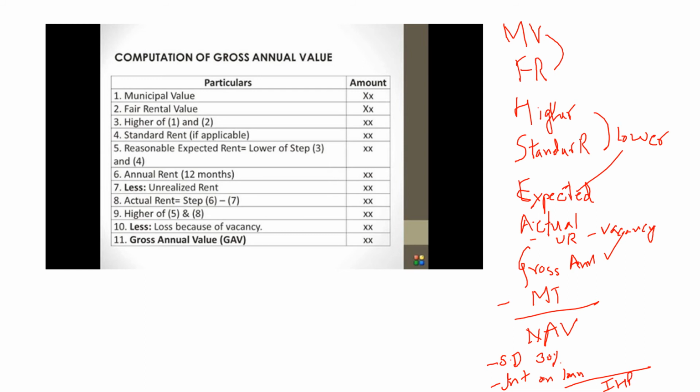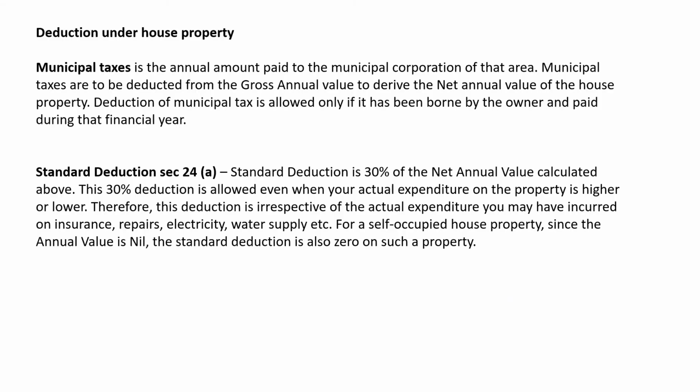Now let us solve some questions. Before moving to the questions, see these deductions under house property. First, we will be deducting the municipality tax from the gross annual value, right? This municipality tax is the amount which we will find from the municipal value given to us for the house property. So if it is 15%, we will be taking 15% of the municipal value to find out the municipality tax.